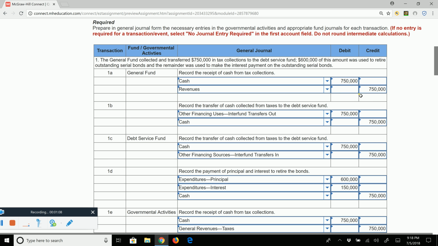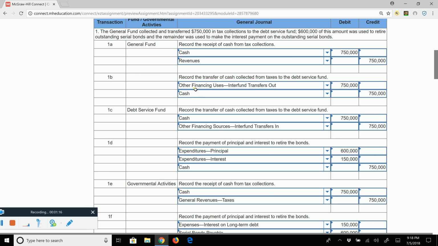Now that money comes in, $750,000 into the general fund, and the general fund turns around and quickly transfers it to the debt service fund. That would be recorded as a debit to other financing uses and a credit to cash. On the debt service fund, they're on the opposite side of that, and that would be a debit to cash and a credit to other financing sources. Because the transfer out and the transfer in between these two governmental funds net each other out to zero, we are not going to have any corresponding journal entry on the government-wide statements.